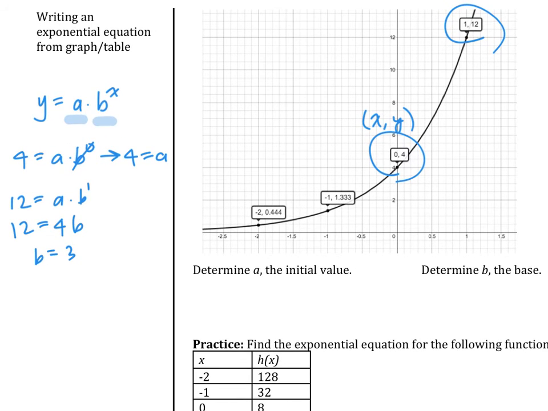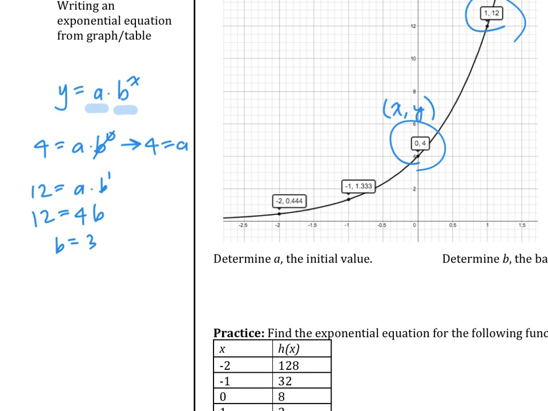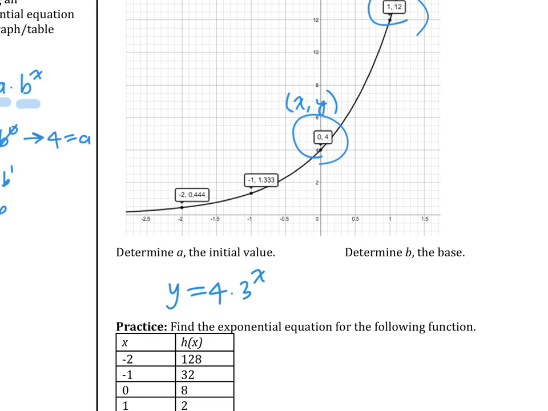Therefore, we can just say that y is equal to 4 times 3 to the x. Now let's review. Can I write this as y equals 12 to the x, basically multiply this together?